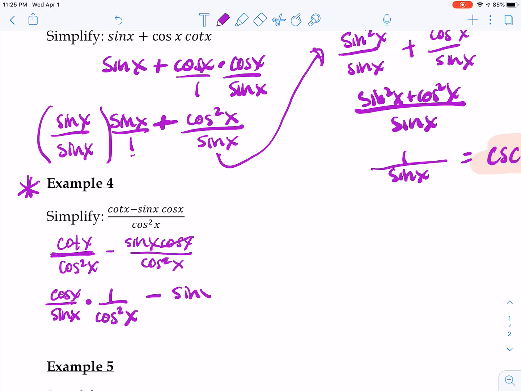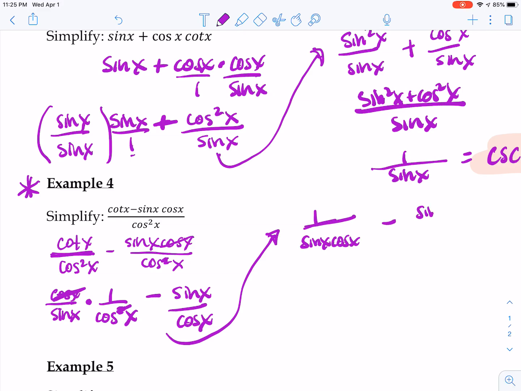And I'm just going to rewrite this part too. Okay, so look, if this is cosine on top and it's being multiplied by 1 over cosine squared, that cosine with that squared will cancel. So we'll end up with 1 over sine x cosine x minus sine x over cosine x.